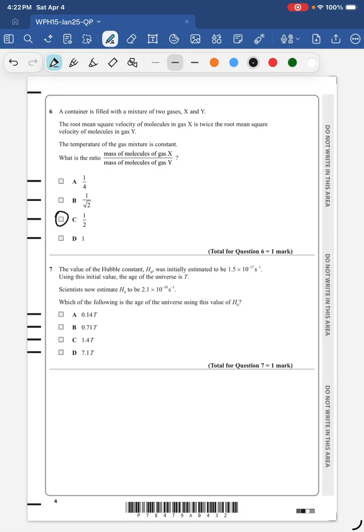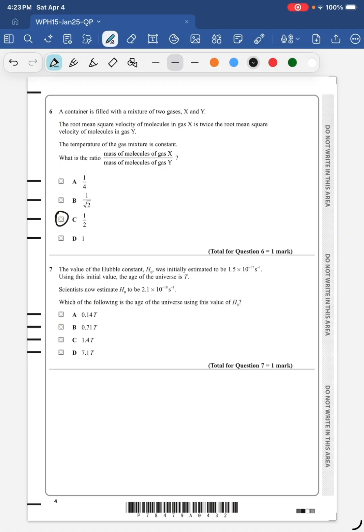Question 7. The value of the Hubble constant h0 was initially estimated to be 1.5 times 10 to the negative 17 seconds to the minus 1. By the way, never confuse seconds to the minus 1 as used in the Hubble constant with hertz. This is not a frequency, okay? Now, using this initial value, the age of the universe is t. Now, scientists estimate that h0 is actually 2.1 times 10 to the negative 18 seconds to the minus 1. Which of the following is the age of the universe using this value of h0?